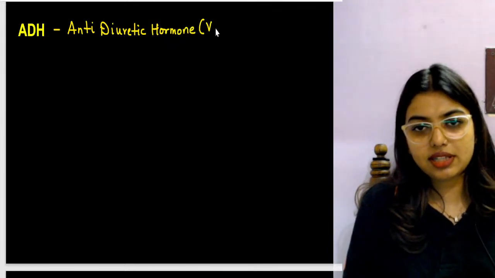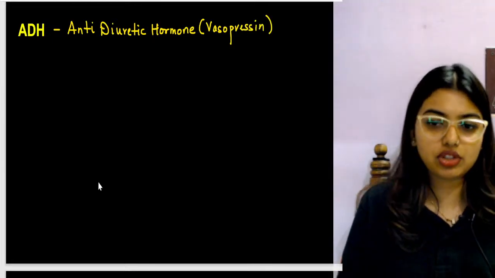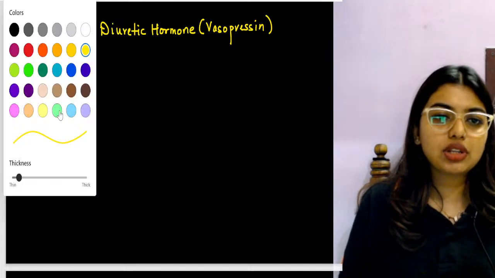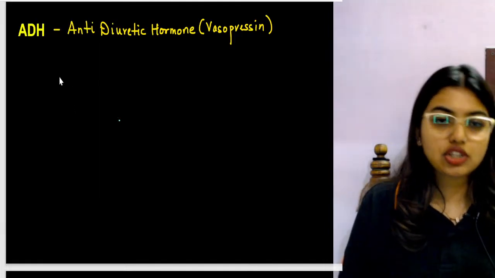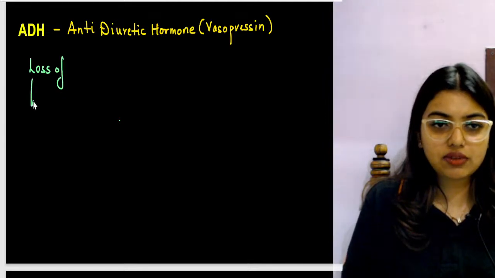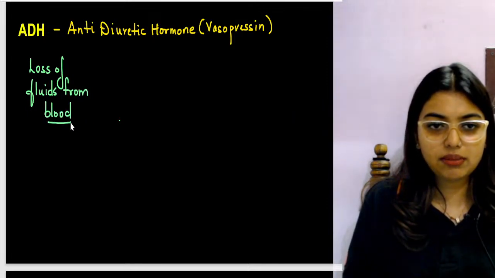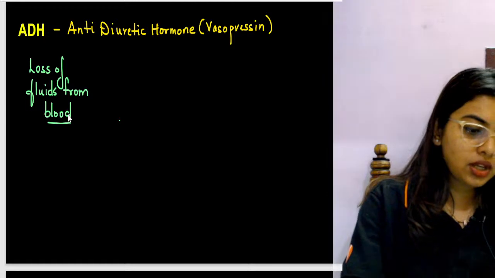Now all my students have studied chemical coordination with me. You already know that vasopressin is released by the hypothalamus. It is stored in the posterior lobe. Yes or no? So students, what happens? Whenever there is loss of fluids from the blood, that means when the water level comes down, all of you are here with me?